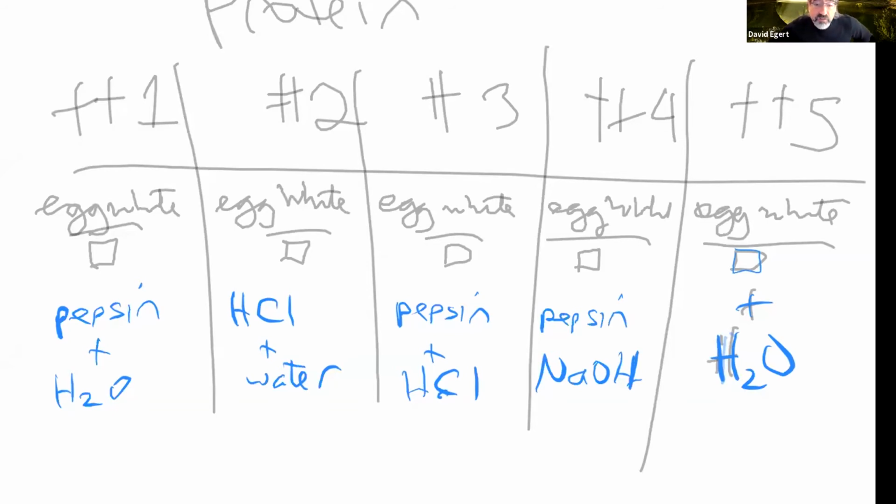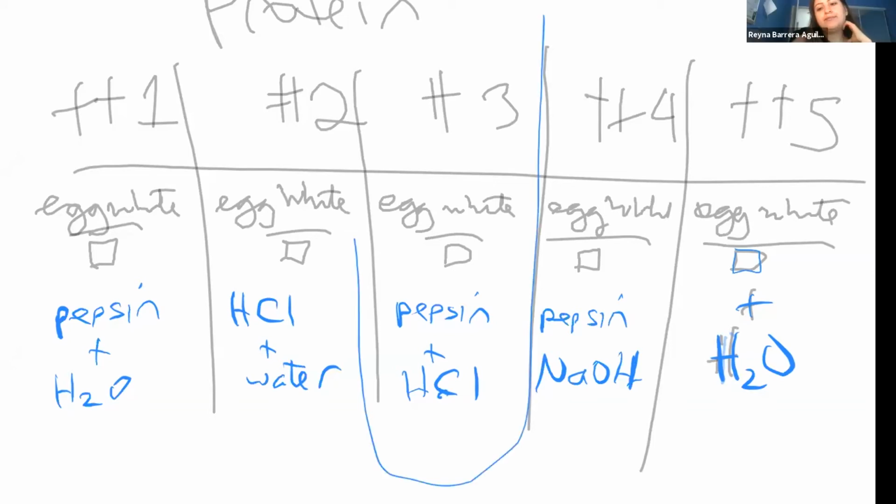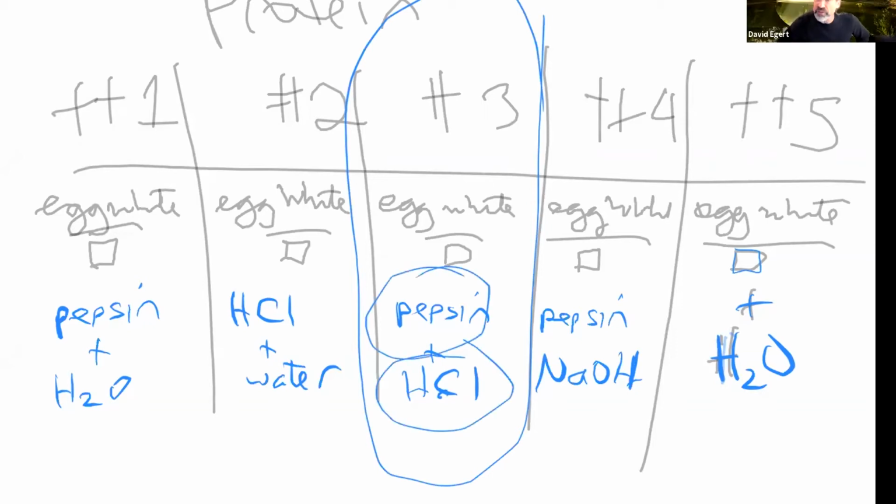So again, just from our discussions about optimal pH and all that, which one of these tubes would you expect to have the best protein breakdown? 3. Right, 3. This is what's mimicking the best what's going on in your stomach. Acidic environment along with the enzyme to break down protein. That's what is actually going on in your stomach.